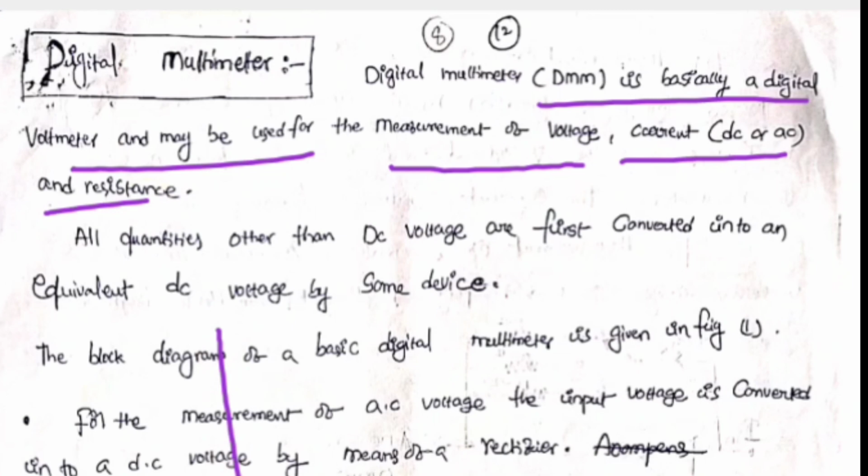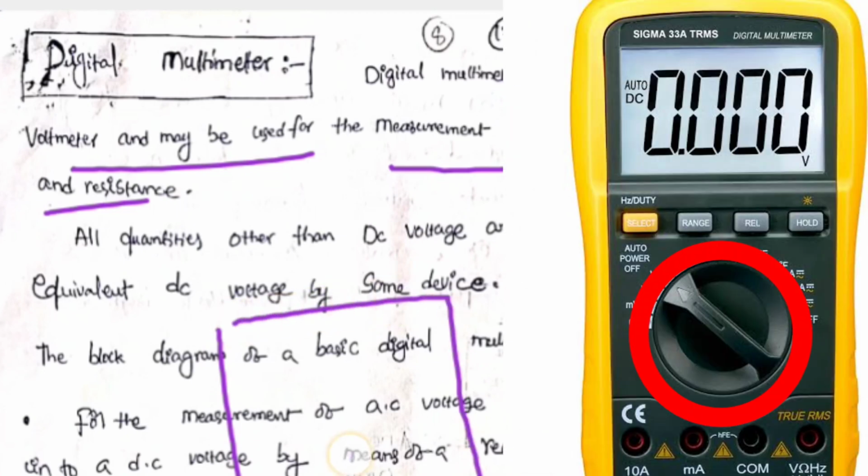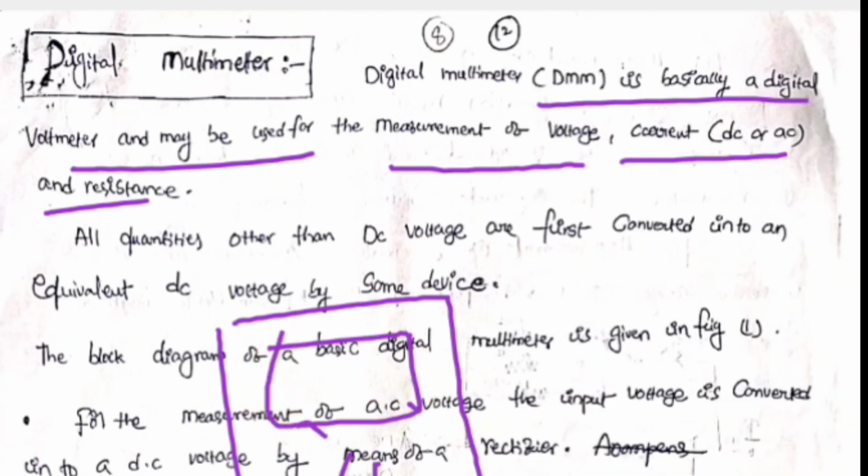Similarly, what is the block diagram? You can see the multimeter having one knob. According to AC or DC, by changing the knob position we can measure the unknown voltage. The inputs for the multimeter will be given by probes. We measure the unknown resistance, the current, and the voltage by using a digital multimeter.